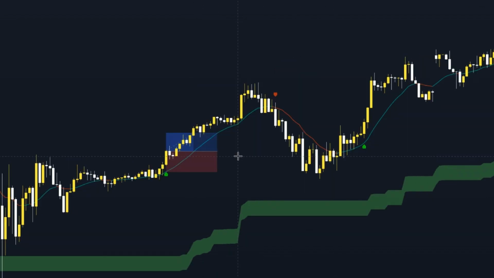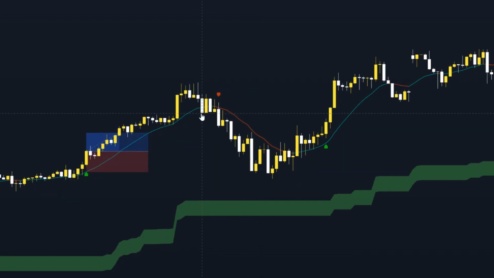Now for our exit strategy, we have two rules that you must follow. Please write this down. The first rule is for a buy, we can only exit a trade manually once price has closed back below this kernel regression line. You can see this white candle right here closes below, so that would be the exit indicator.